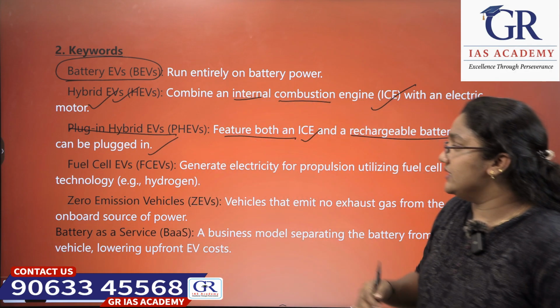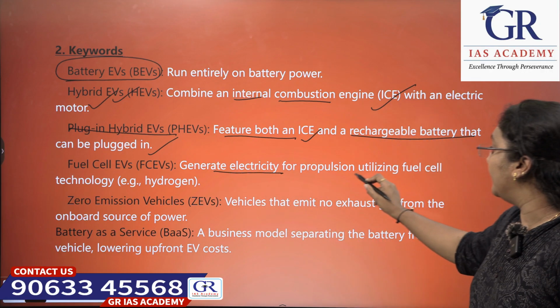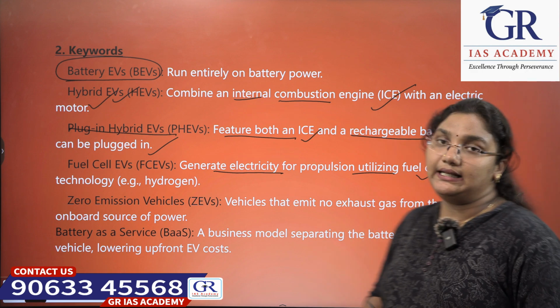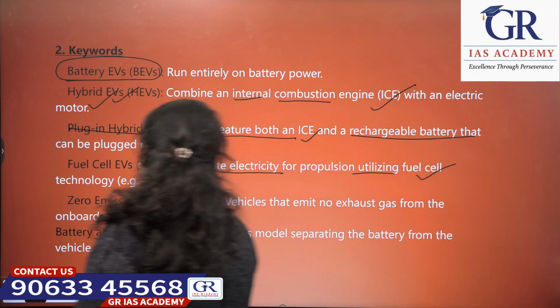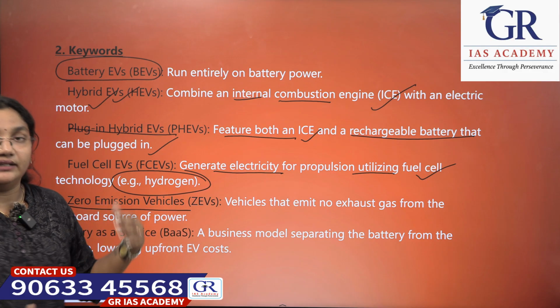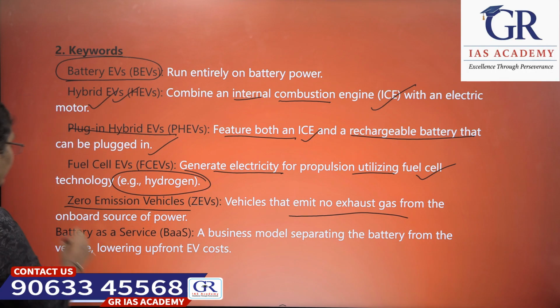Next is fuel cell EVs. These generate electricity for propulsion utilizing fuel cell technology, for example hydrogen. Next is zero emission vehicles. These are vehicles that emit no exhaust gases from the onboard source of power.